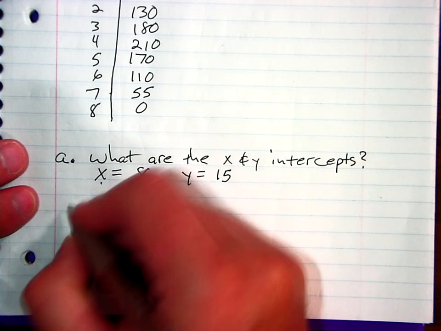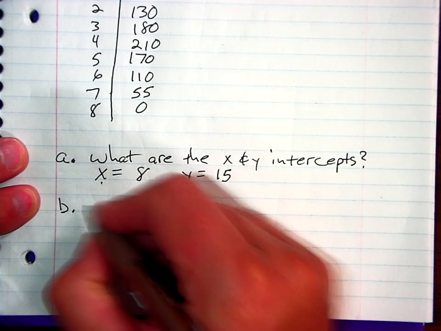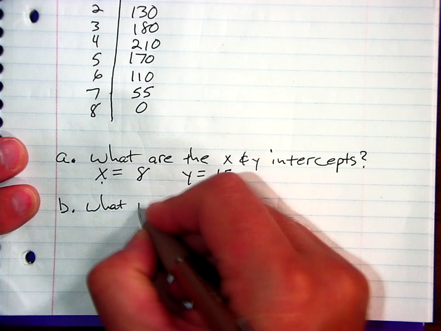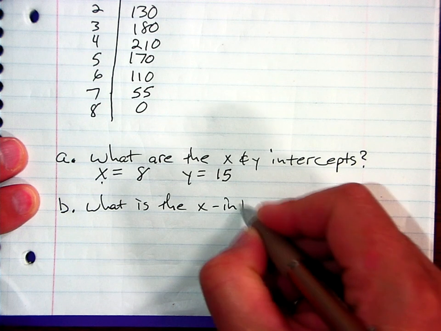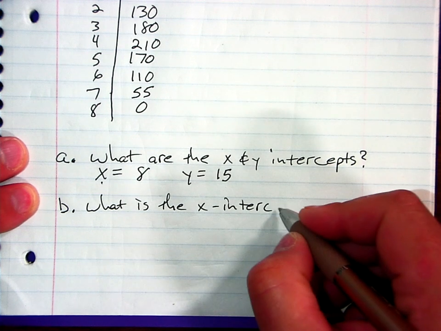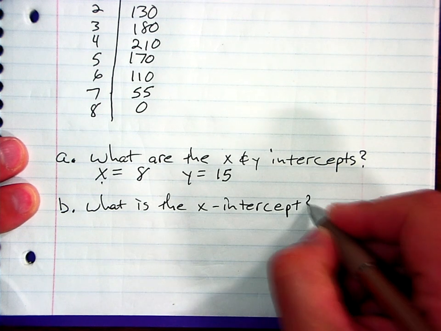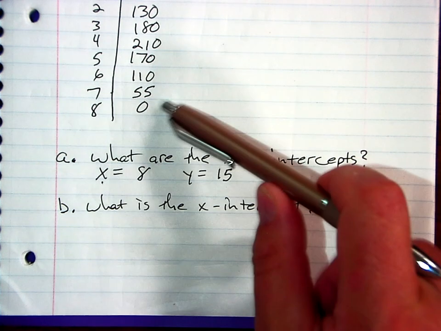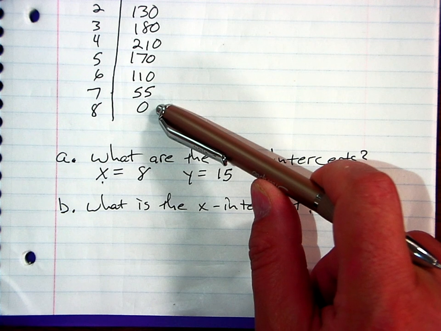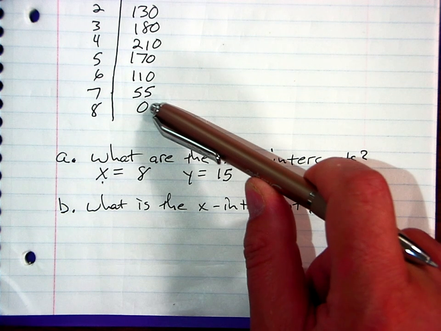What is the X-intercept in terms of the rocket? So the X-intercept is way at 8. So what happened at 8 seconds after we launched it? What happened to the rocket?